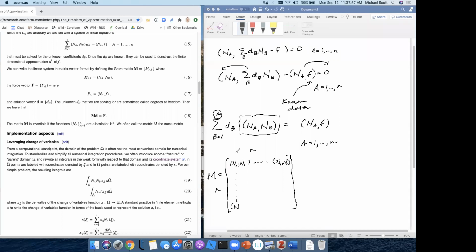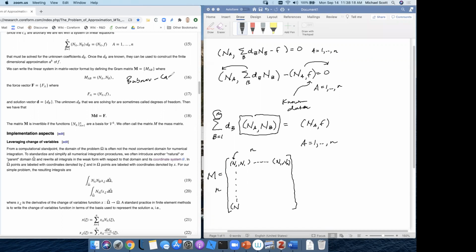The basis function. So NA equals 1 basis function. Is that the same basis function as NB equals 1? Yes. Because they're in the same space. Because remember, we're doing a Bubnov-Galerkin, which means that everything comes from the same space, and so it has the same set of basis functions.